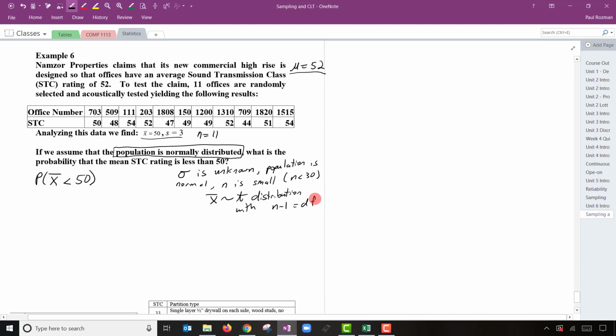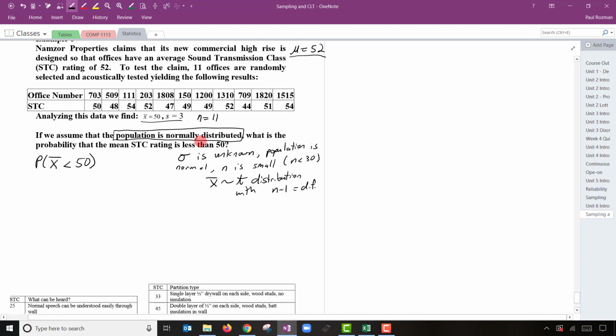Our X bar follows a t distribution with n minus 1 degrees of freedom. Luckily, they told us that. Otherwise, we couldn't do it. Convert this thing to its z-score and let's solve it. I guess not z-score, it's t-score. So we want the probability that t is under.